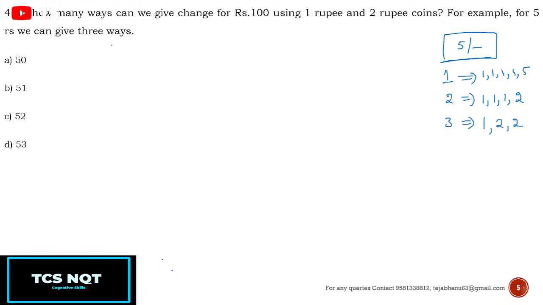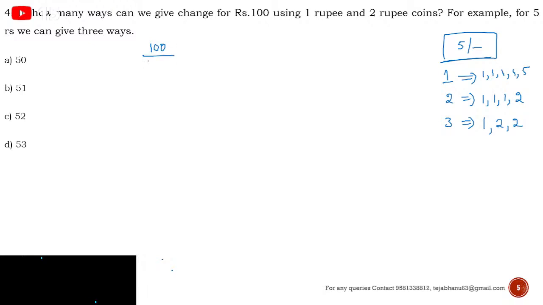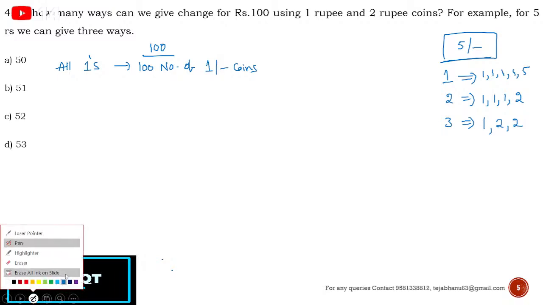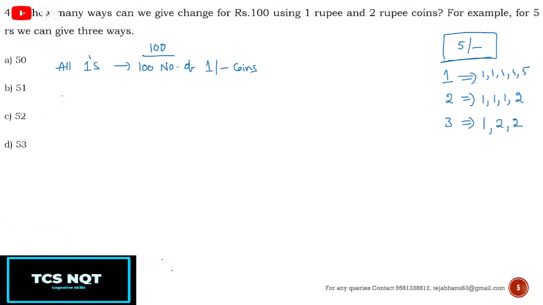Like that, he is asking for 100 rupees. If you give change, then have a look. With all 1 rupee coins, you have to consider 100 one rupee coins. And in the second case, with all 2 rupee coins, you have to consider 50 two rupee coins.